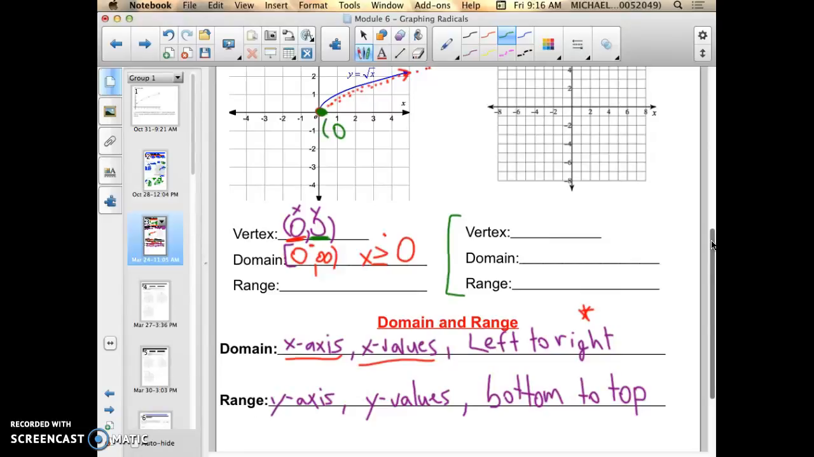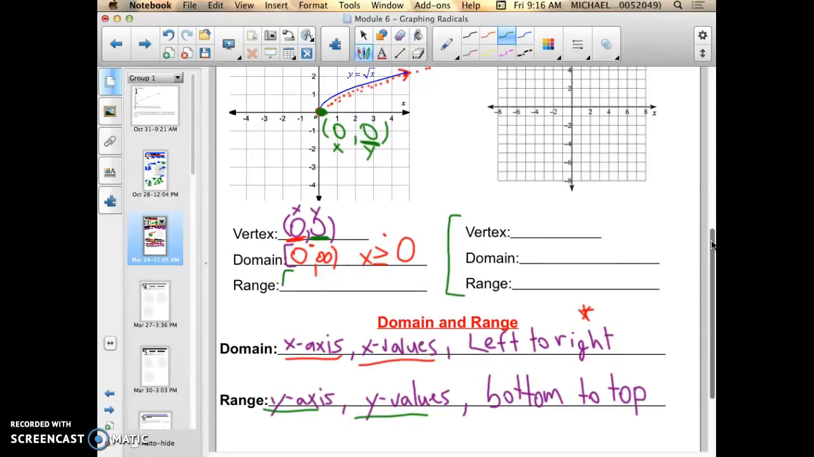And I can plot this again. This is x, this is y. So the lowest point is my y value because the range is y-axis, vertical, and y values. So the lowest point is my y value of 0.